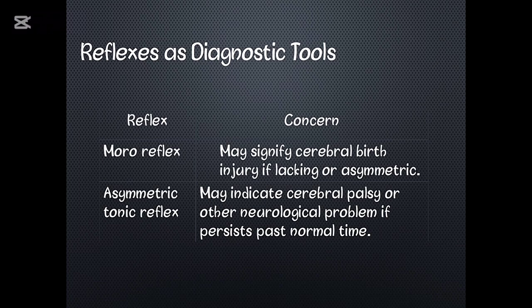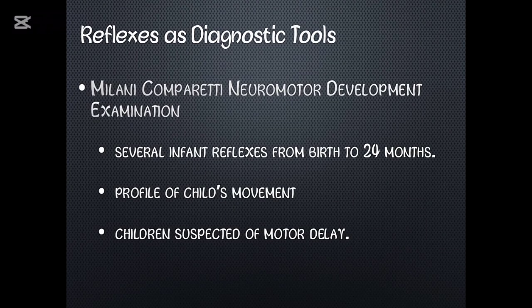Now, considering their roles as diagnostic tools, what may be the concerns in following reflexes? A Moro reflex may signify cerebral birth injury if it's lacking or asymmetric. On the other hand, asymmetric tonic reflex may indicate cerebral palsy or other neurological problem if it persists past normal time. Now let's take a look at some instances where reflexes are used as diagnostic tools.